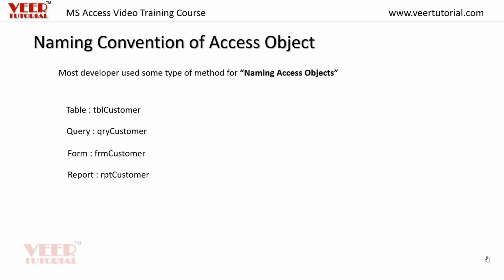When I create a report for printing the labels, I put RPT and the customer's name, and I can easily identify it's a report. So by that convention or method, you can give the name of any type of object, and you can easily identify it when you refer to that particular object in the programming or in the macros.